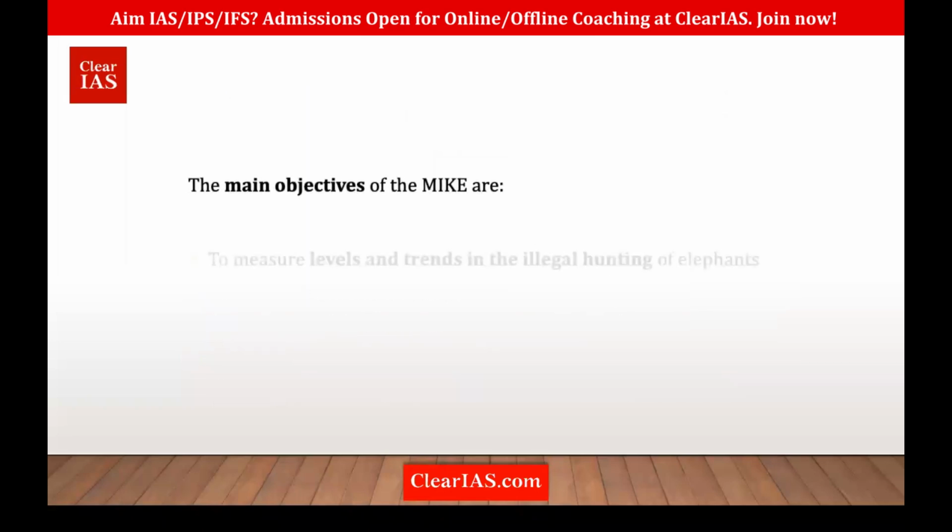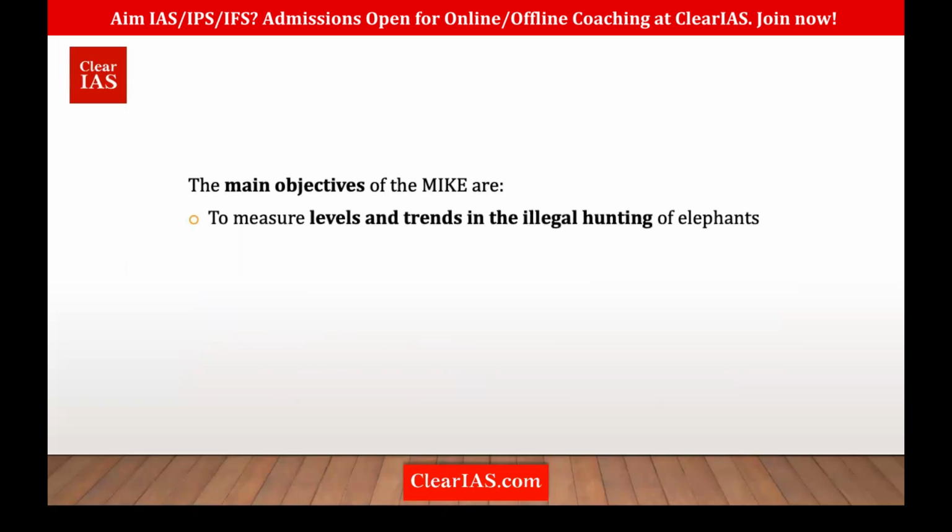The main objectives include measuring the levels and trends in illegal hunting. How much illegal hunting of elephants is happening, and what are the trends now? It also tries to determine the changes in trends. For example, in a 10-year time span, how much decline in hunting has happened. These trends would be studied by MIKE.